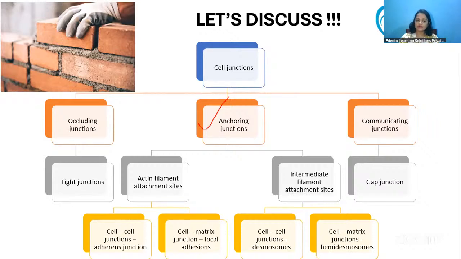The junctions that are formed with the help of actin filaments are called adherence junctions and focal adhesions. Whereas the junctions formed with the help of intermediate filaments are called desmosomes and hemidesmosomes. So what is the difference between desmosomes and hemidesmosomes?